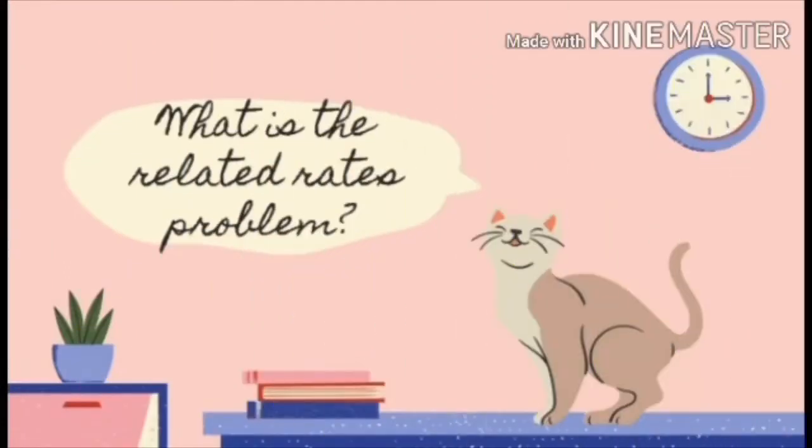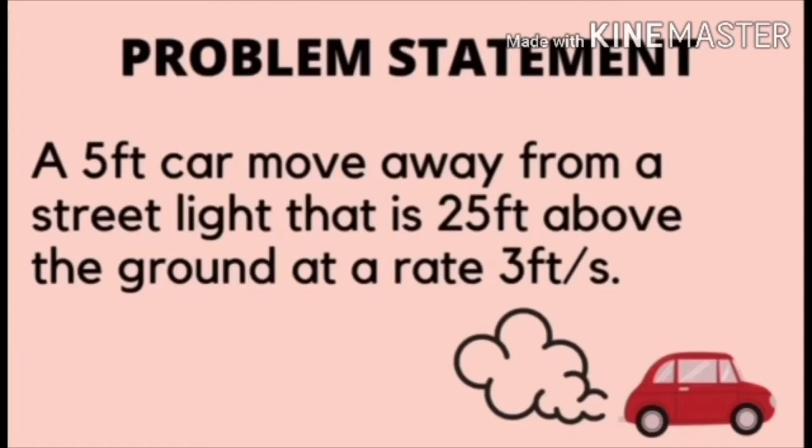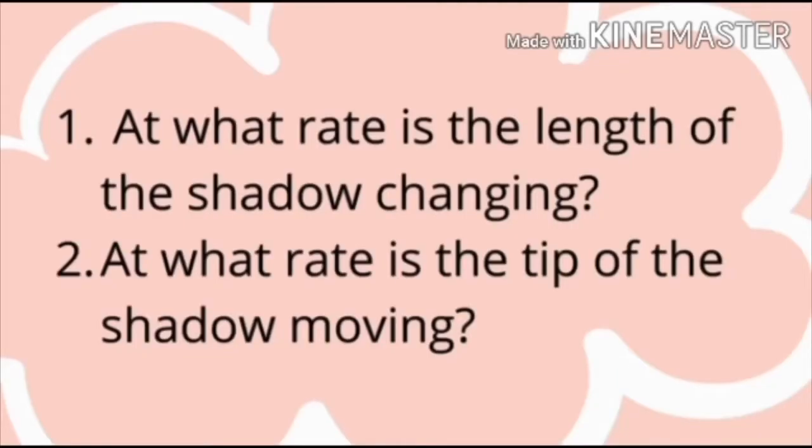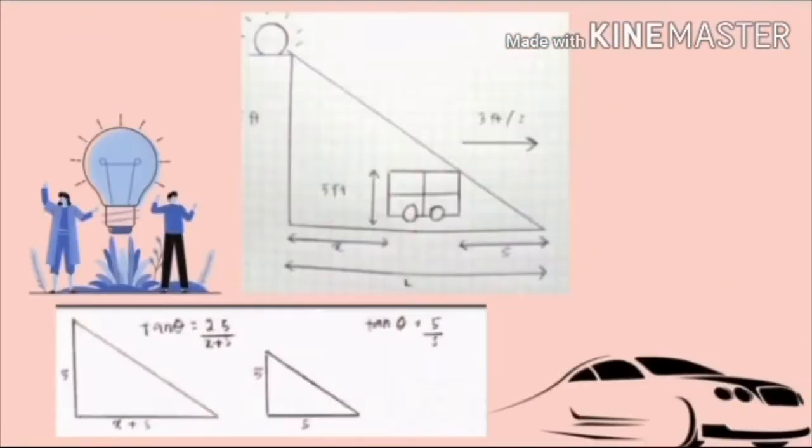Now let's move to the related rates problem. The problem statement is a 5 feet car moves away from a street light that is 25 feet above the ground at a rate of 3 feet per second. There are two questions which are, number 1, at what rate is the length of the shadow changing? Number 2, at what rate is the tip of the shadow moving? And there is an example diagram to solve the problem easily.